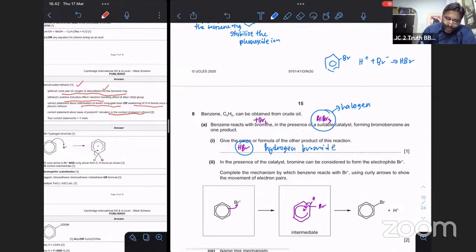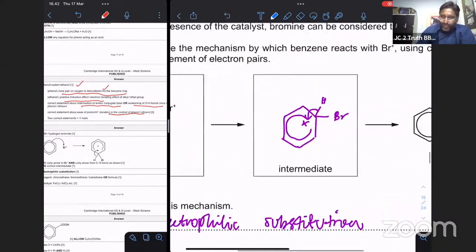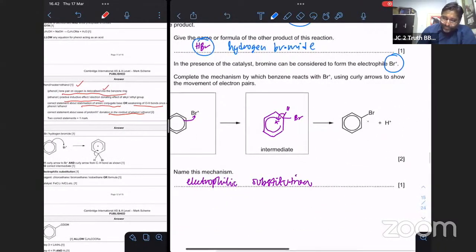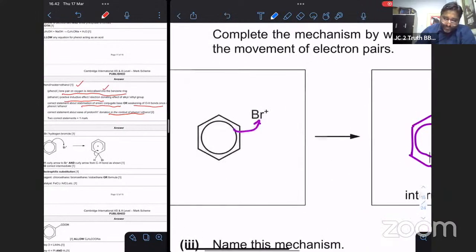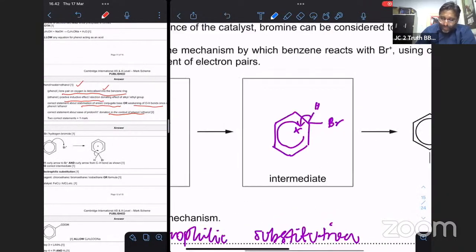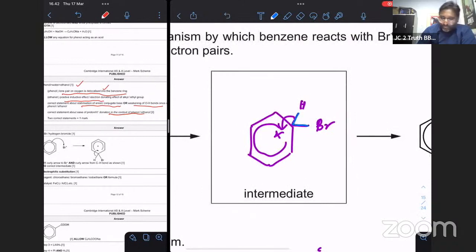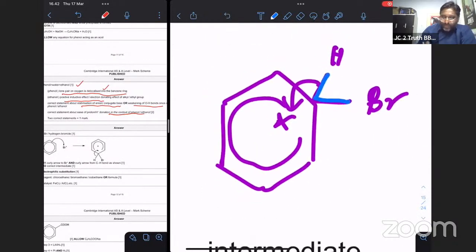Now, in the presence of catalyst, bromine can be considered to be an electrophile. So they already say Br plus is the electrophile. Complete the mechanism. So when you complete the mechanism, do check first. The bond is being formed at this carbon. So you just draw from here to here, the movement of the electron, and they are going to have this and this. Show the H plus, because later when you draw, this one is not complete. You put the plus over there.